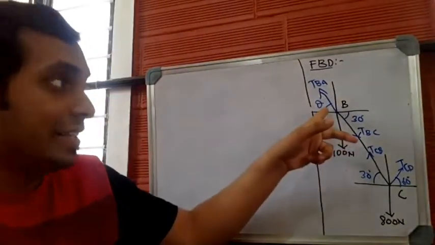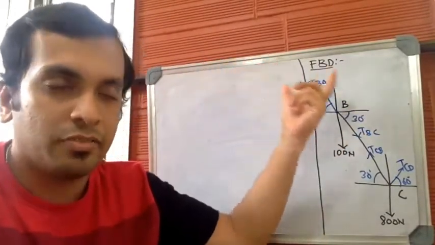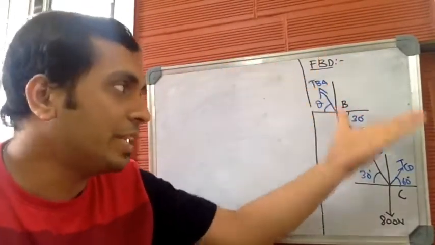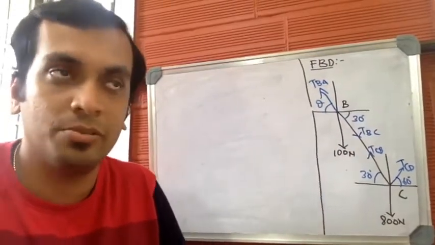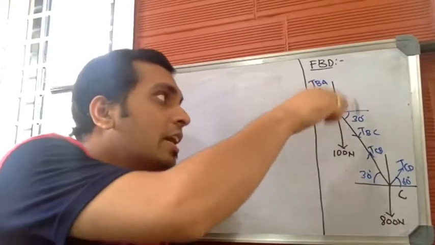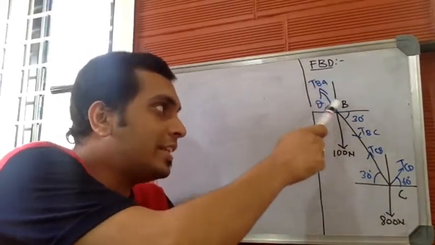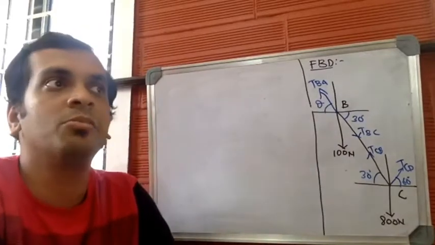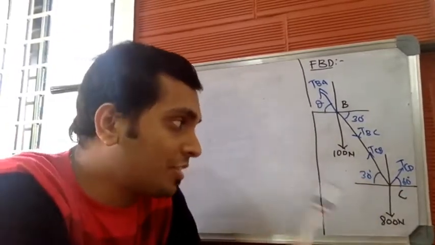Just to check here, theta is also one of the unknowns, is it not? As far as the free body diagram of junction point B is concerned, theta is also one of the unknowns. We don't know the angle. So the total number of unknowns for junction point B is 3: TBA, theta and TBC. So let us concentrate on the free body diagram of junction C now.